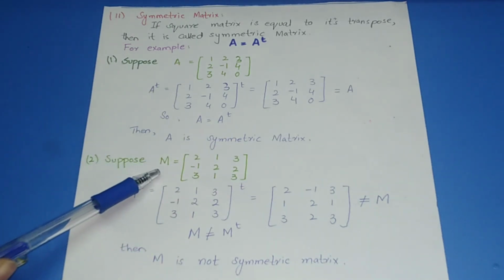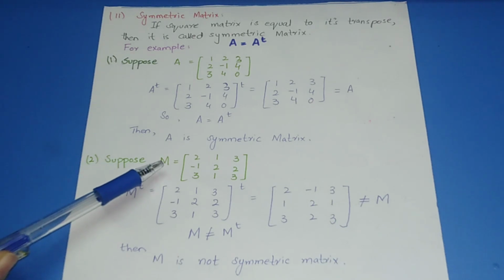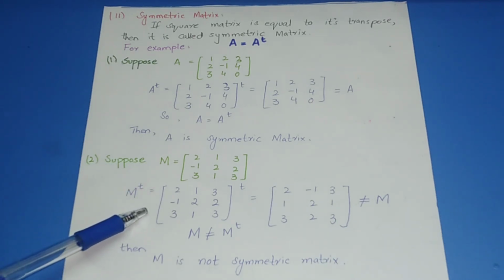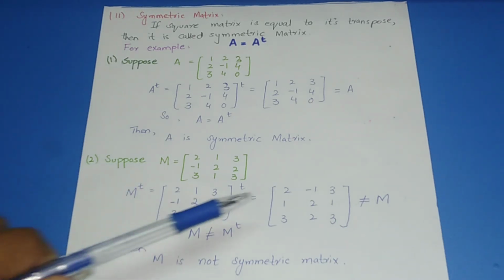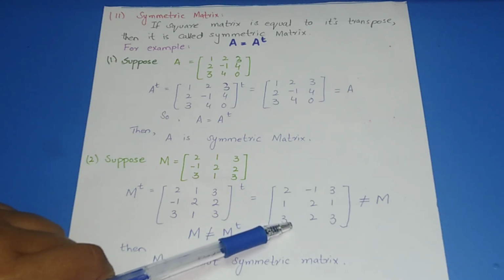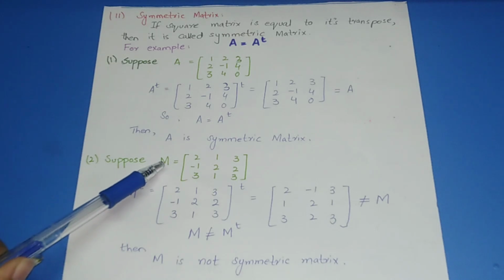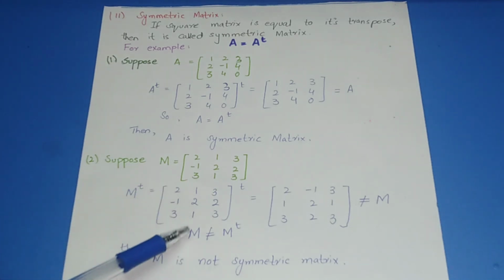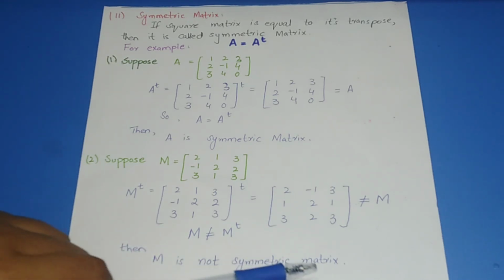We take another example. Again we take a transpose according to the condition. By taking the transpose, we will get this matrix which is not equals to the actual matrix M. So we say that M is not equals to its transpose. So then the M is not symmetric matrix.